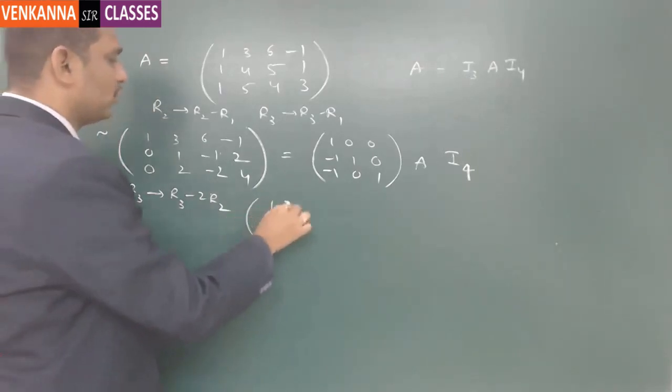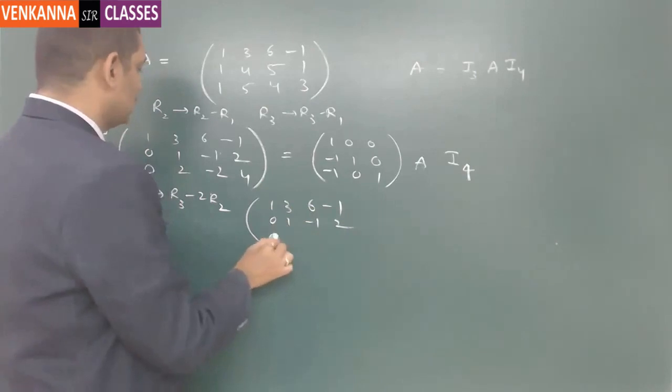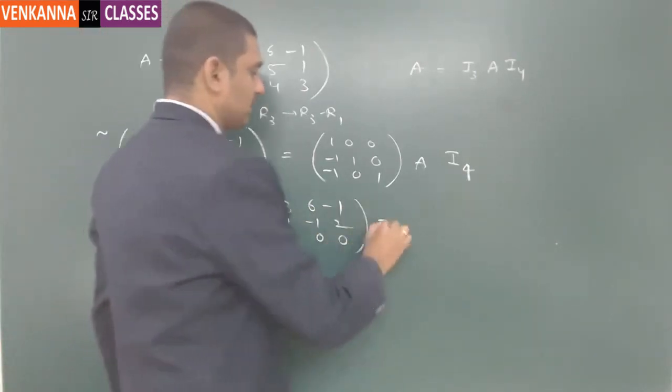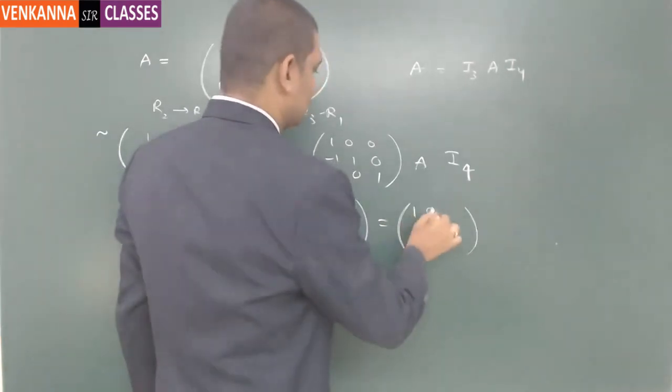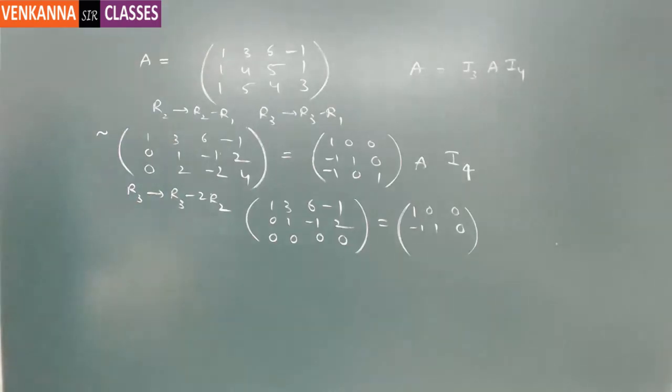Then it will be equivalent to 1, 3, 6, minus 1, 0, 1, minus 1, 2, 0, 0, 0, 0 equals to, here we will get the matrix as 1, 0, 0, minus 1, 1, 0, and the last row will be termed as 1, minus 2, 1.